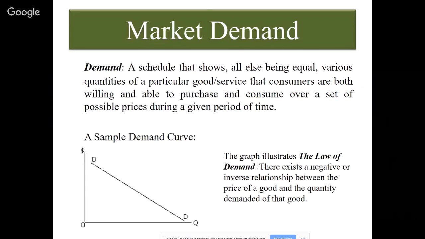Now somebody will say, that ain't a curve, that's a line. A line is technically a curve. It just has no eccentricity or bend to it. Booyah! Anywho, the fact that the curve has a negative slope is indicative of something that we call the law of demand.